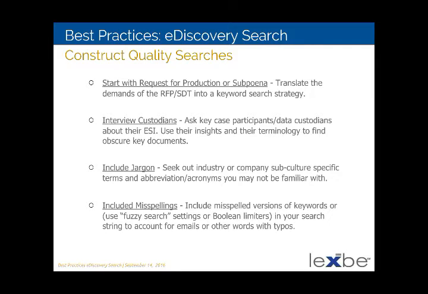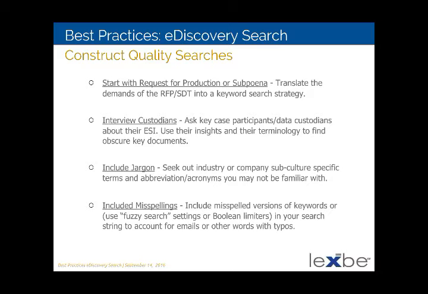To construct your quality searches, you're going to want to start with your request for production, obviously, or your subpoena. You'll translate those into your search queries and your keywords and determine your strategy. You're going to want to interview your custodians. Talk to them. What do you think is in your email that would be helpful to this case? What kind of terminology do you use to refer to the documents that I'm going to be looking for? This goes right into the next point of including jargon. This is industry or company-specific terms, culture-specific terms, any abbreviations or acronyms that you might not be familiar with, but that would be important to search for to find the documents that you need.